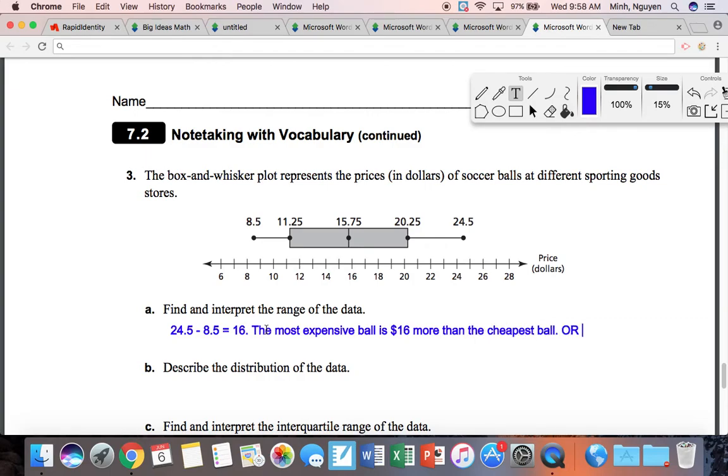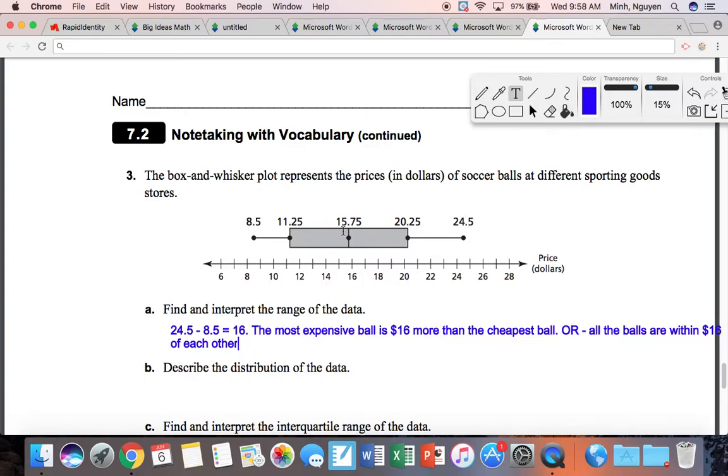Or all the balls are within $16 of each other. Describe the distribution.